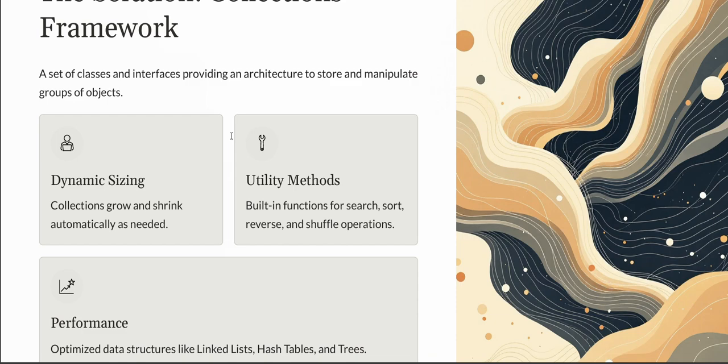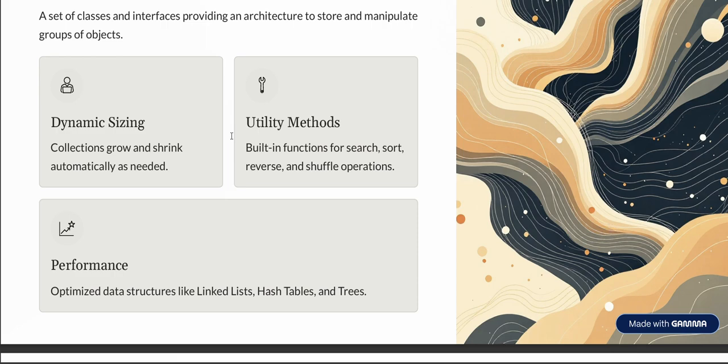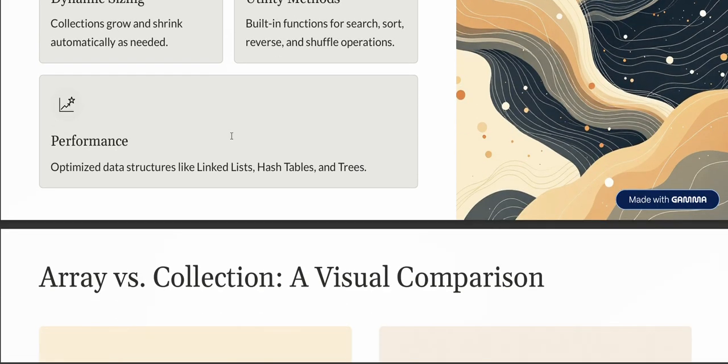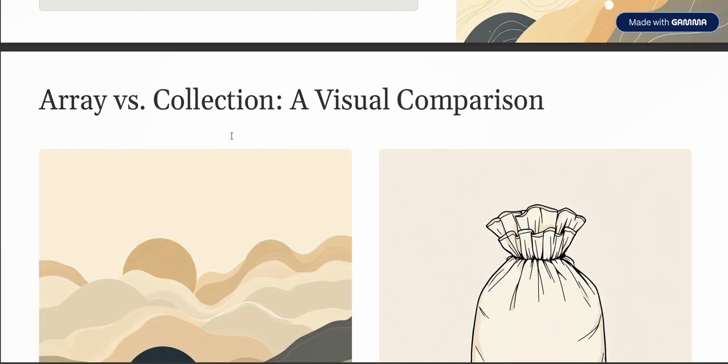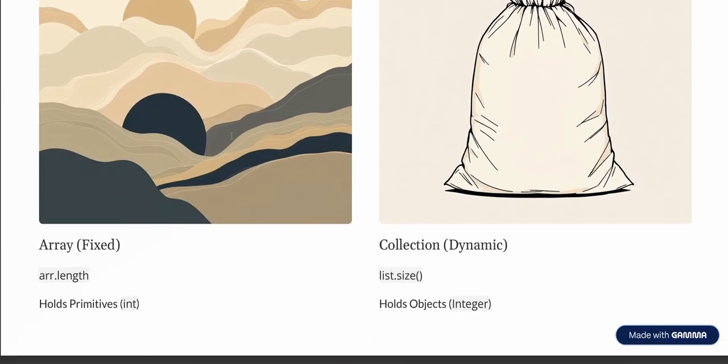It means dynamic sizing, utility methods, and built-in functions for search, sort, reverse, and shuffle operations you perform in your project. The collection grows and shrinks automatically as you need. Performance is optimized with data structures like linked lists, hash tables, and trees. You are seeing arrays versus collections as a visual comparison.